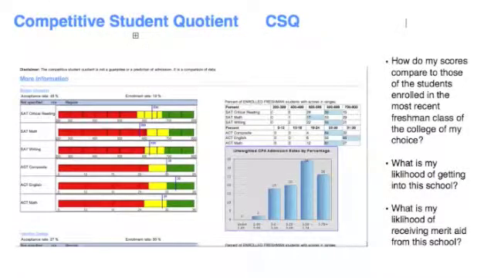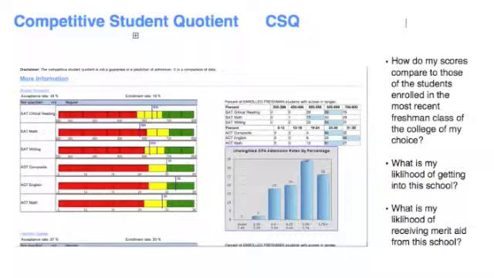The Competitive Student Quotient, also known as the CSQ, is a unique and valuable tool we offer to our students. When a student is considering a specific college, the CSQ for that college shows the student where he or she falls in the academic spectrum of the freshman class most recently enrolled in that college. The CSQ is a wonderful tool for visualizing the likelihood of getting into a school and the scores of the bulk of students admitted there. It can also be used to predict merit aid offers.